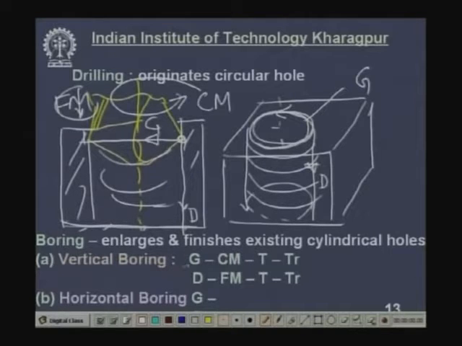In vertical boring, the configuration, that is the generatrix, is connected with the cutting motion imparted to the tool. So, the tool and obtained by tracing. The directrix is connected to the feed motion of the tool. So, you see both are tool and obtained by tracing. But in horizontal boring, the only difference will be that the feed motion will be given to the workpiece. So, this will be W in case of horizontal boring.